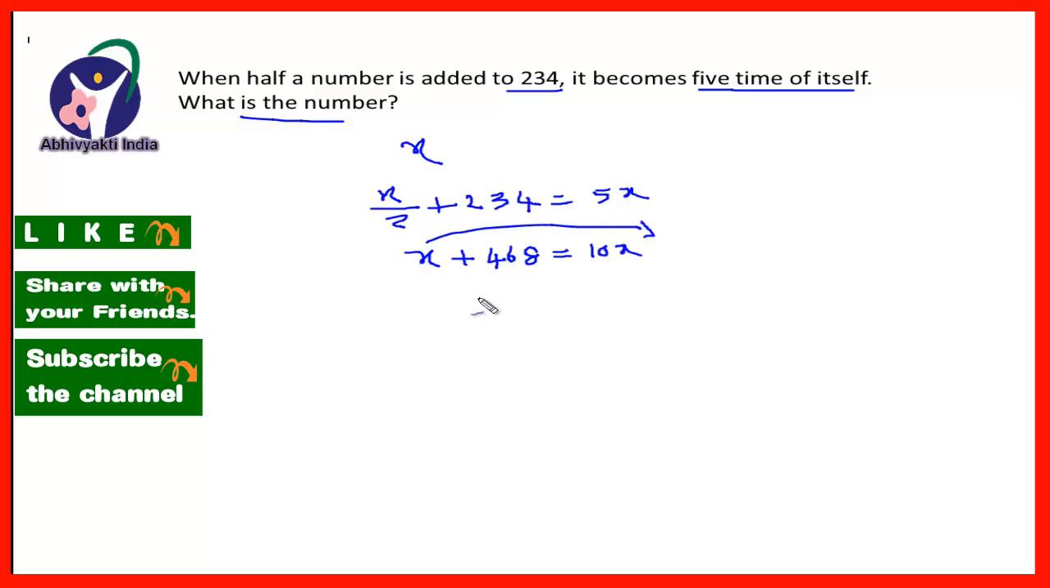So take x to this side, so you will get 9x is equal to 468. So x will be equal to 468 divided by 9, and so that is equal to 52. So the required number is 52.